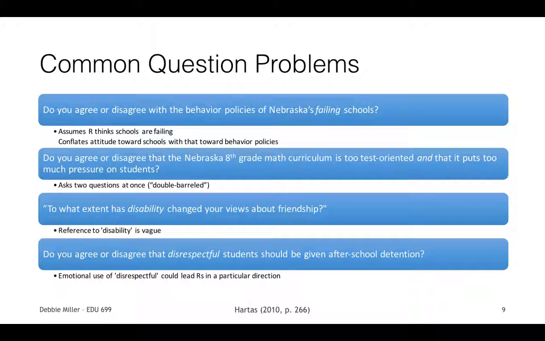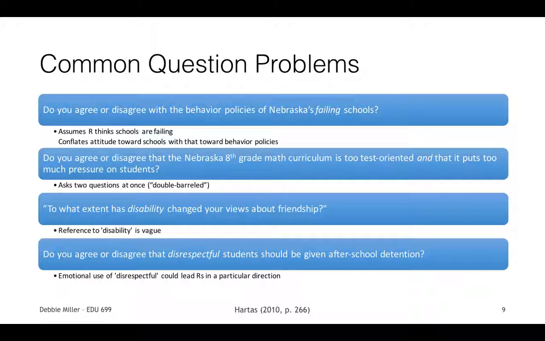Do you agree or disagree that the Nebraska 8th grade math curriculum is too test-oriented and that it puts too much pressure on students? This is a common problem. The question asks two questions at once. It's easy to solve by asking two questions. Do you agree or disagree that the Nebraska 8th grade math curriculum is too test-oriented? Question mark. Do you agree or disagree that the Nebraska 8th grade math curriculum puts too much pressure on students? Question mark.